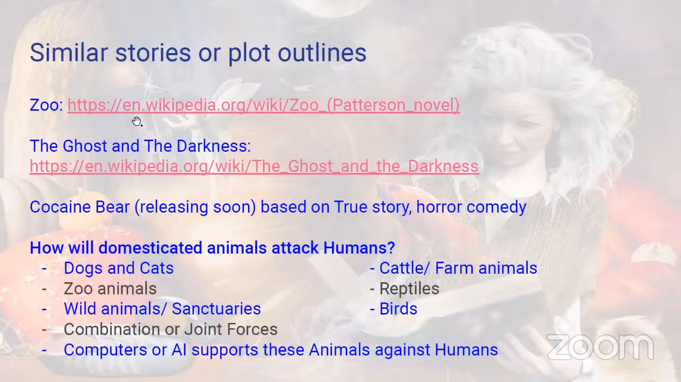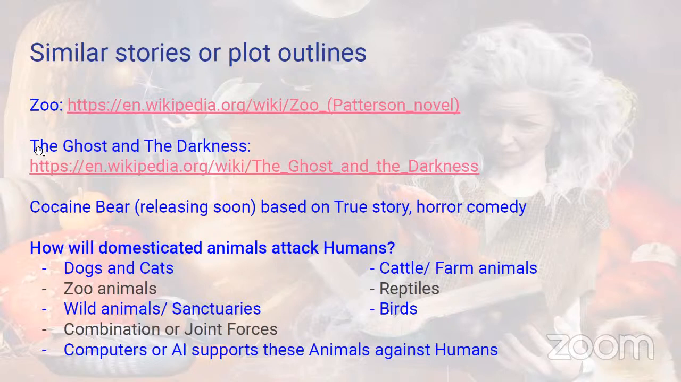Originally, it was a book, The Ghost and the Darkness. A new movie is coming. It's a horror comedy, Cocaine Bear. It's a silly movie with random things, but it's based on a true story. So now, what happens in the zoo? Animals are getting smarter and ferocious. They are attacking humans. They're not just attacking as individuals, they are teaming up.